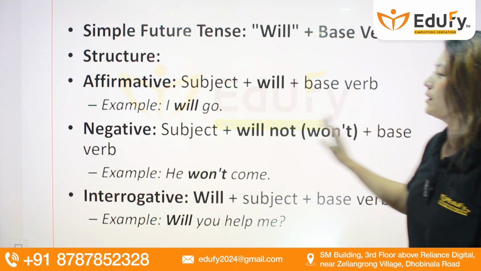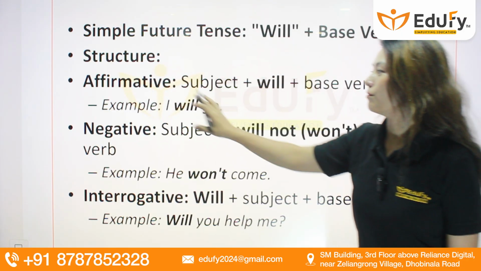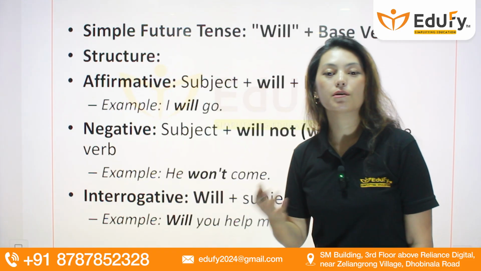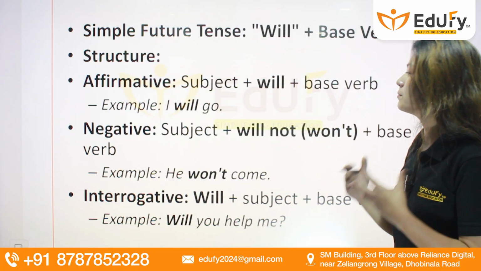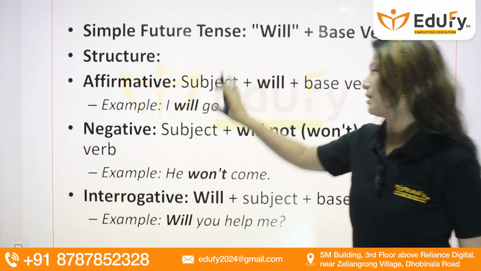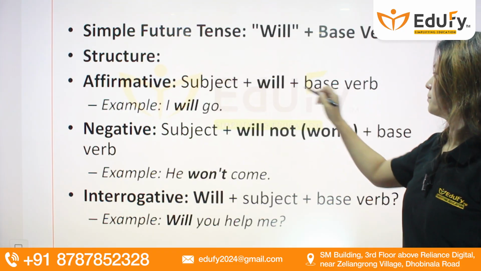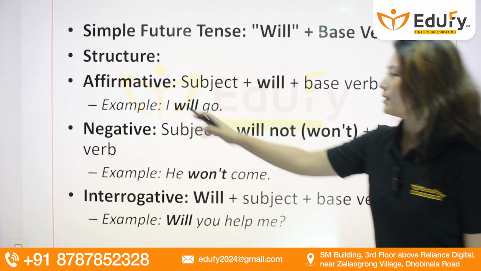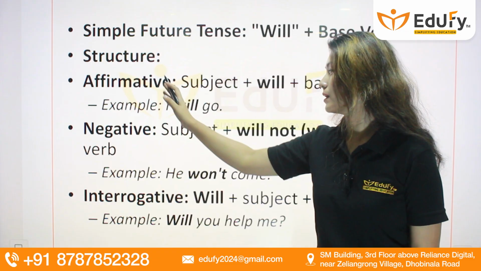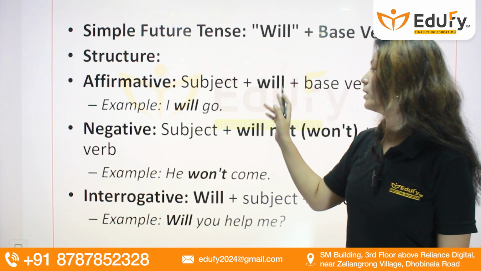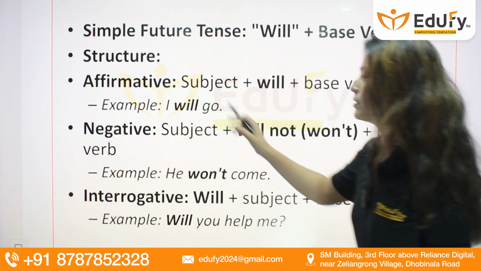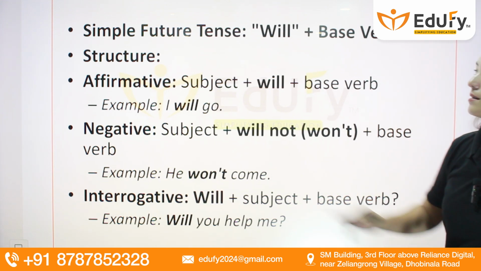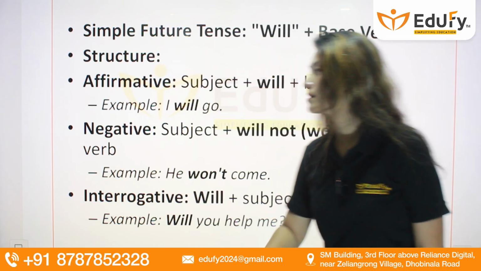So here we see in the structure itself, if it's an affirmative sentence, affirmative means positive sentence. If we have a mere positive statement, then you will have the subject plus the auxiliary verb plus the base verb. Let's take a look at the example here. I is the subject, will is the auxiliary verb, and go is the base verb. Therefore, this sentence should be considered as a simple future tense.